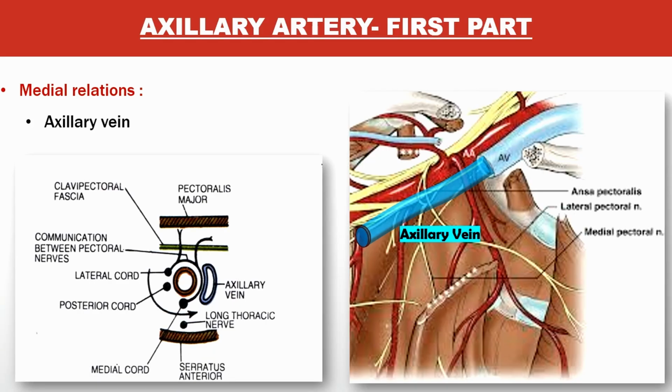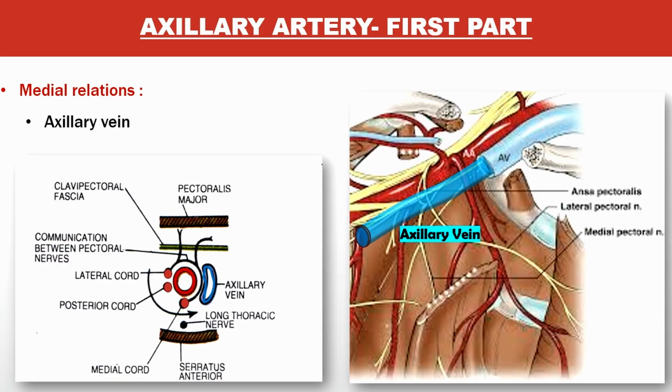So you can see this is the axillary artery. Try to understand this diagram. This is the axillary artery. This is the medial structure, that is your axillary vein. Then you have these cords of the brachial plexus. This is your lateral cord, the posterior cord and the medial cord.